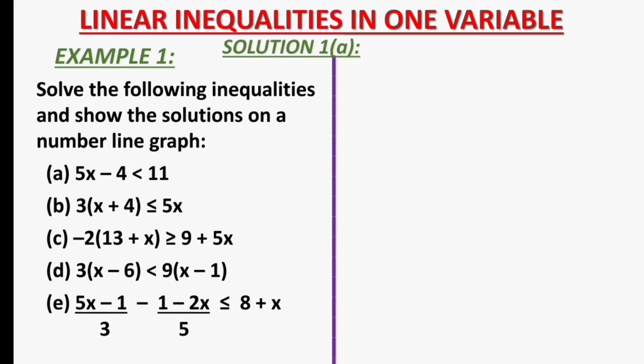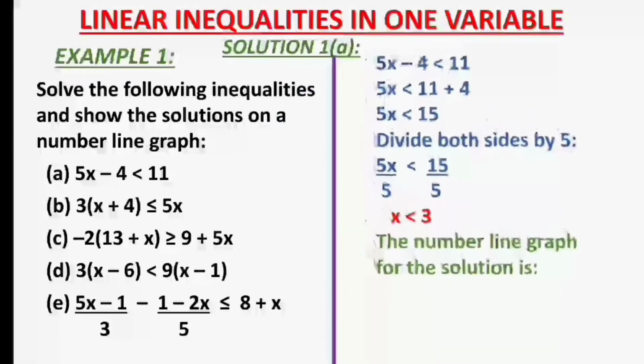Let's see the solution to example 1a. Now please note that we solve inequalities the same way we solve equations. Now for question 1a, solving 5x minus 4 is less than 11, we are going to collect like terms. That gives us 5x is less than 11 plus 4, which is 5x is less than 15. Then to solve for x, we divide both sides by 5. That will give us x is less than 3 as the solution to the inequality in question 1a.